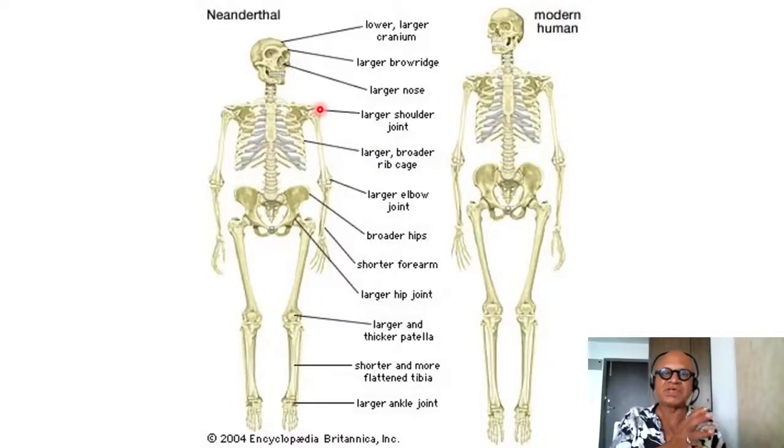The adaptation can be genetic adaptation of Neanderthals developing certain hair, thick hair or a kind of skin, to survive in the cold, versus us who don't have as thick fur as even some of the chimps and gorillas, for example, and so on. So if you just compare Neanderthals to modern humans: lower, larger cranium, larger brow bridge, larger nose, larger shoulder joint, broader rib cage, larger elbow joint, broader hips, shorter forearm, larger hip joint, larger and thicker patella, shorter and more flattened tibia, and larger ankle joint.